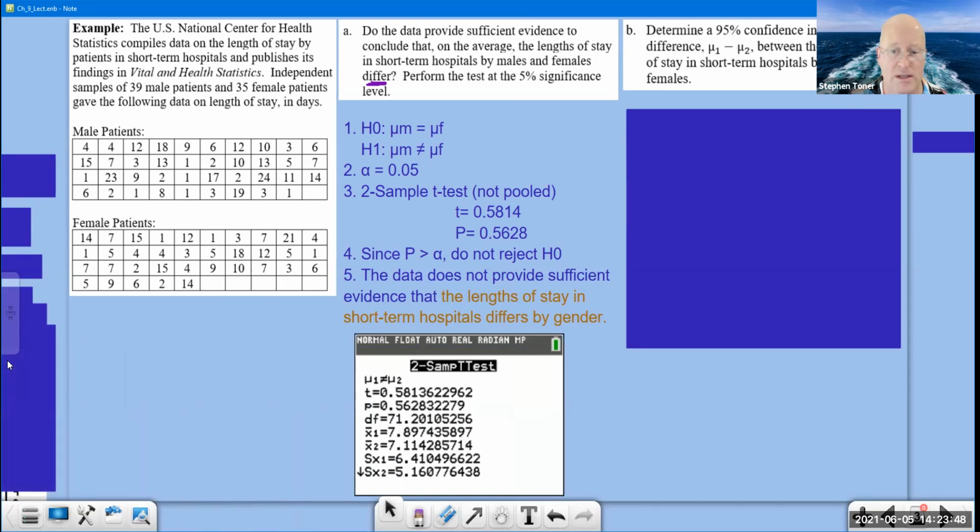And here again, if you want to see it, is all the output that should have come out of your calculator. Now, let me just mention a little bit about what comes out of your calculator.